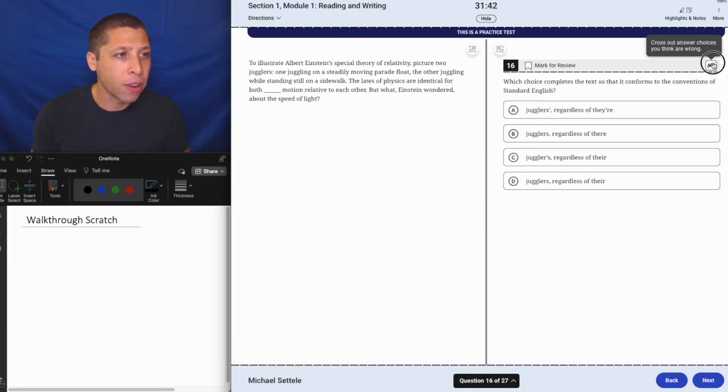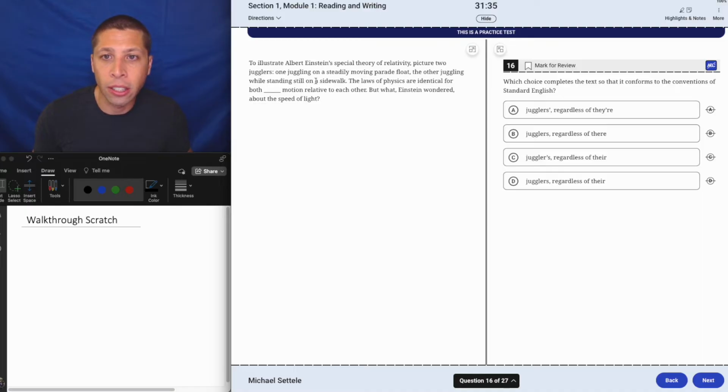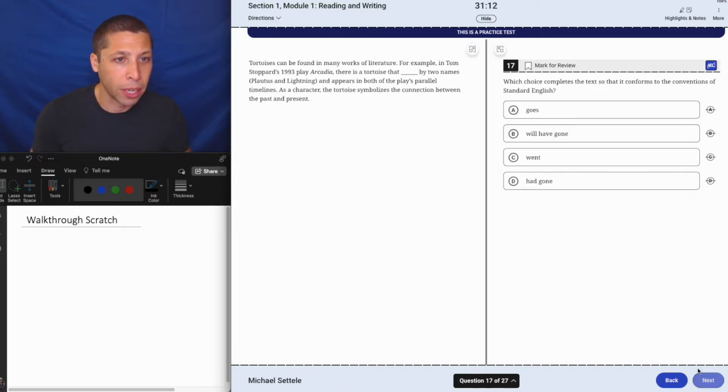So my main strategy here is to guess the rule. This seems to be a little bit about the differences in the there, so let's take a look at that. To illustrate Albert Einstein's special theory of relativity, picture two jugglers, one juggling on a steadily moving parade float, the other juggling while standing still on a sidewalk. The laws of physics are identical for both jugglers, regardless of their motion relative to each other. So it's about people. So it's not this there, it's not this there. So that's that. And then is it jugglers with an apostrophe? The laws of physics are identical for both jugglers. No, they don't own anything, so there we go.